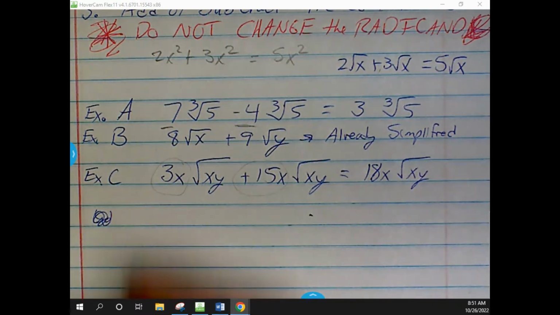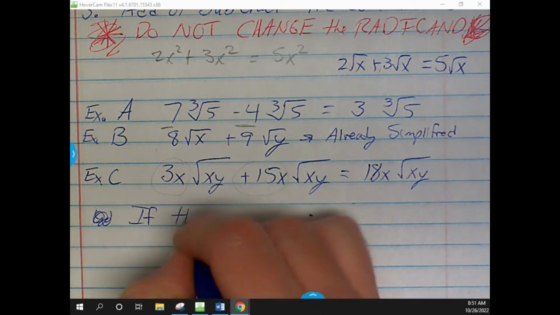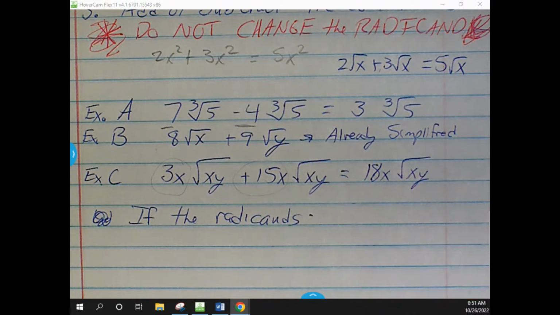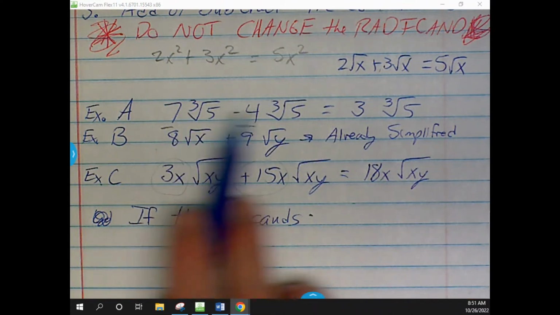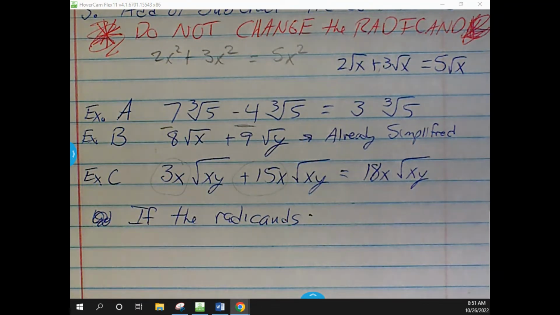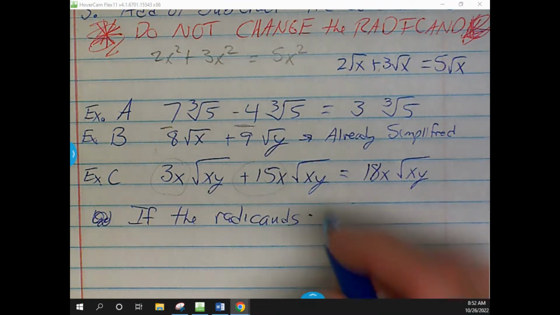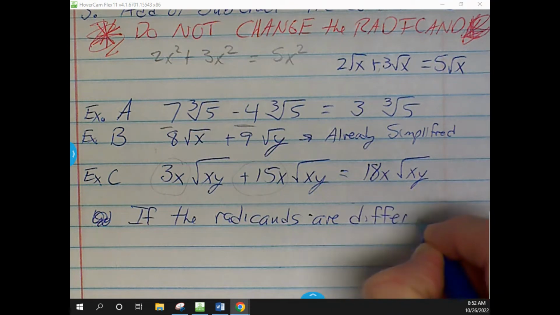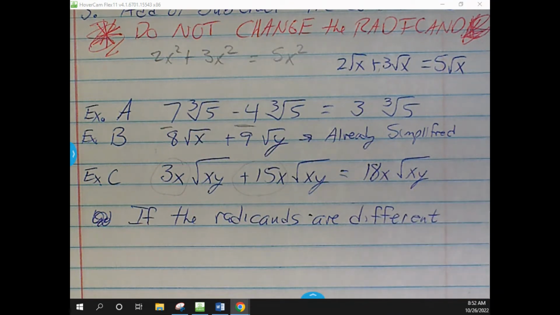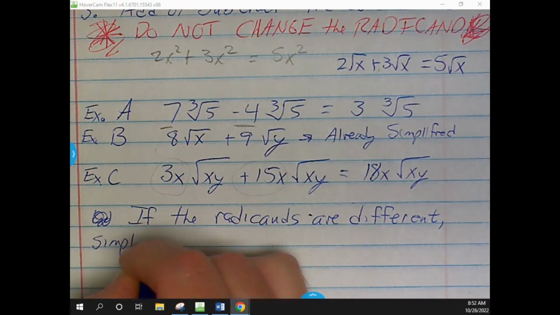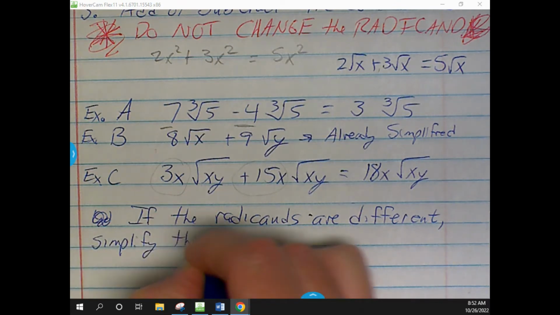All right, so here's the other part. If the radicands are different, because I doubt that you're going to see anywhere the index is going to be different from one to the next, because again, if the indexes are different, if one's a square root and one's a third root, there's nothing at all you can do to it. You just go, oh, we're done. So if the radicands are different, you have to simplify the radicands if possible.